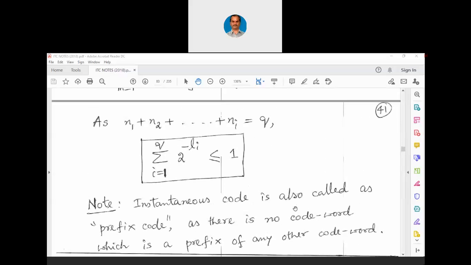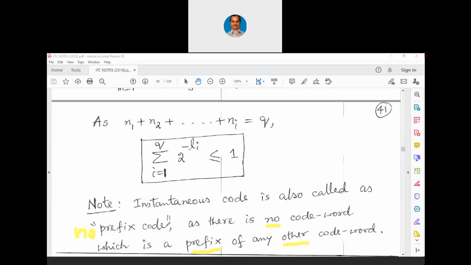There is a note here. Instantaneous code is also called as prefix code, as there is no code word which is a prefix of any other code word. This I had told you earlier. In fact, this is a funny way of telling things. Let me annotate. There is no code word which is a prefix of any other code word. Okay, that is the meaning. Still, it is called as a prefix code. Strictly speaking, it should be called as a no prefix code. Isn't it? Instantaneous code has to be called as a no prefix code.